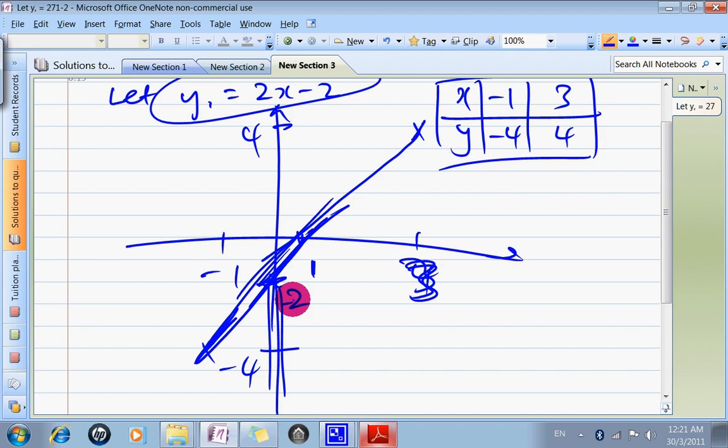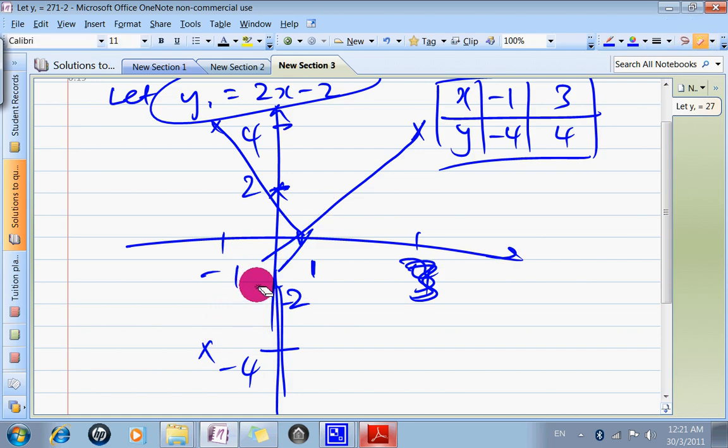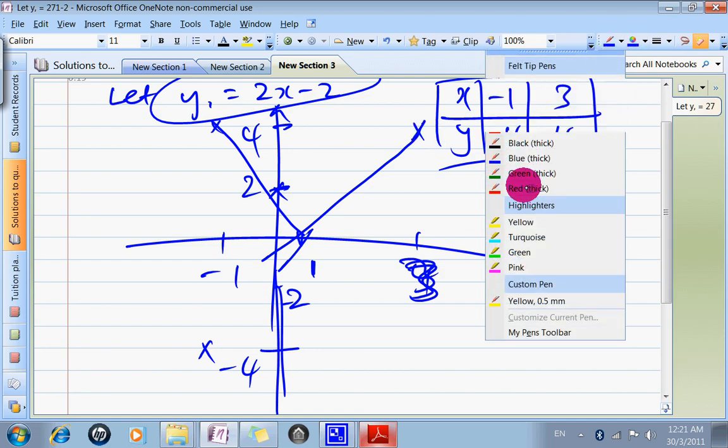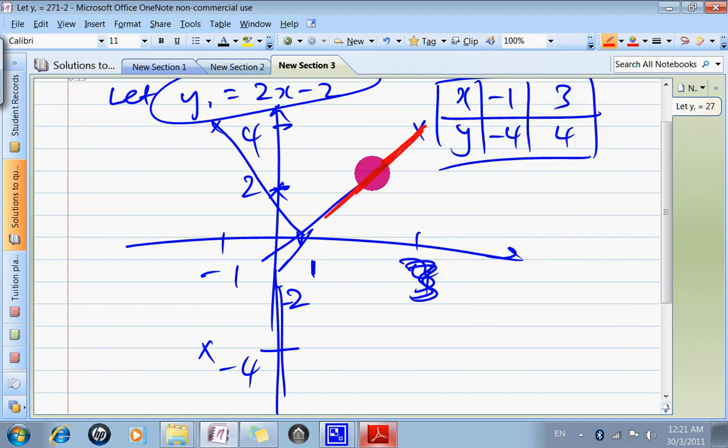Negative 2, and modulus reflects up, so the negative 2 reflected will give me 2, and this point reflected will give me here. So drop away the part that is below the x-axis. So this is my answer. I'm going to use another color to show you the final answer. So this is the graph of modulus 2x minus 2 for the given domain from minus 1 to 3.